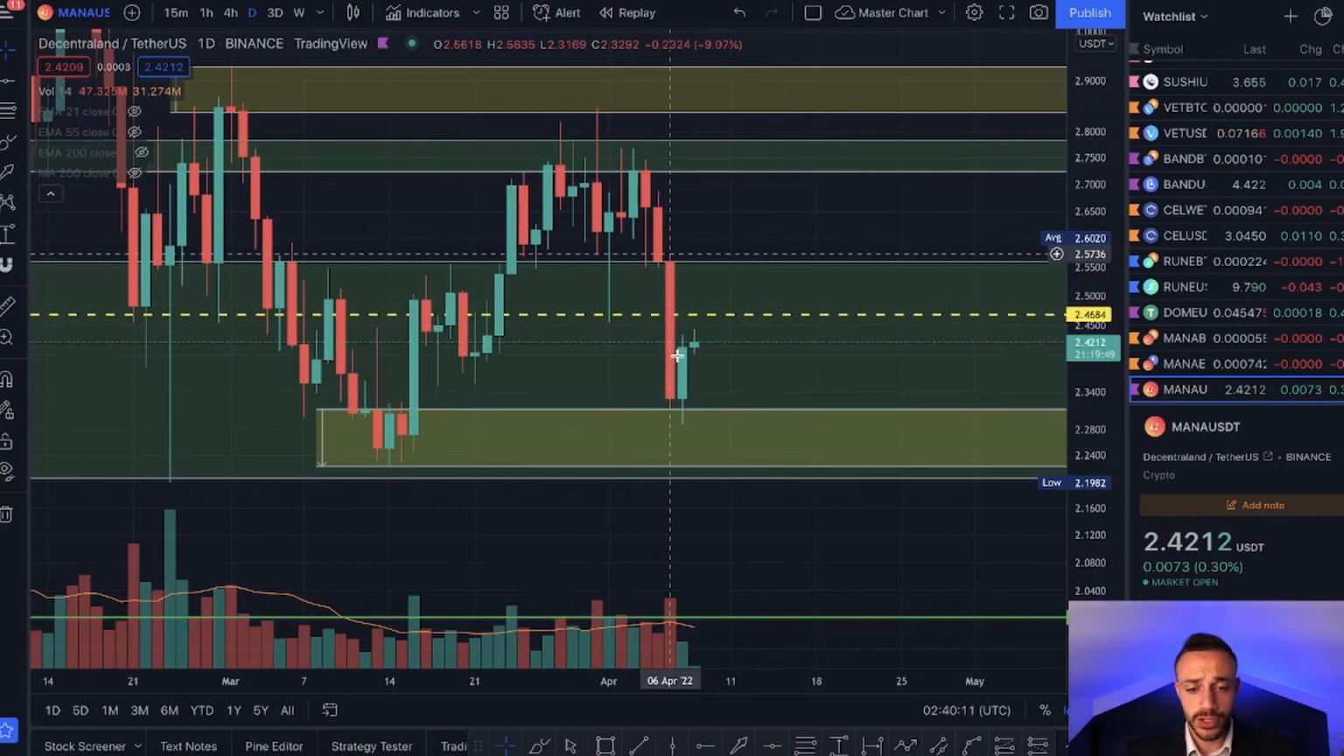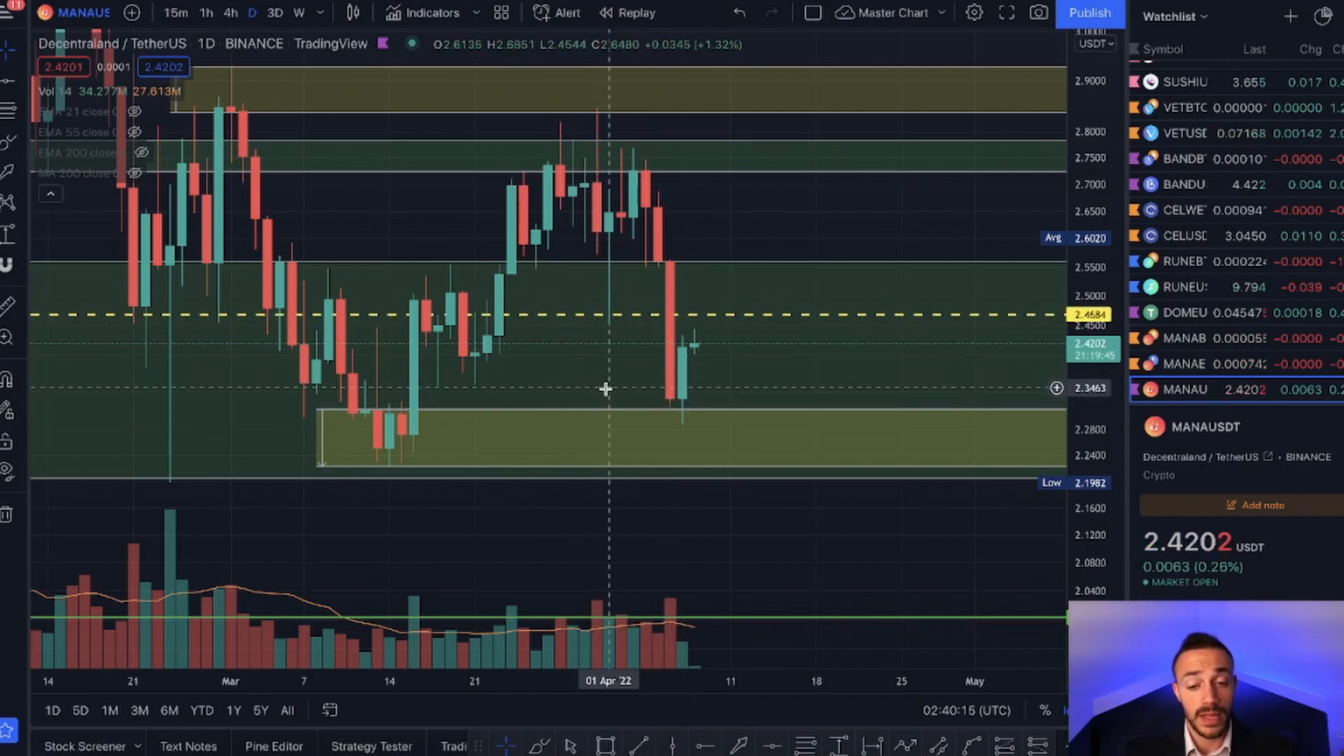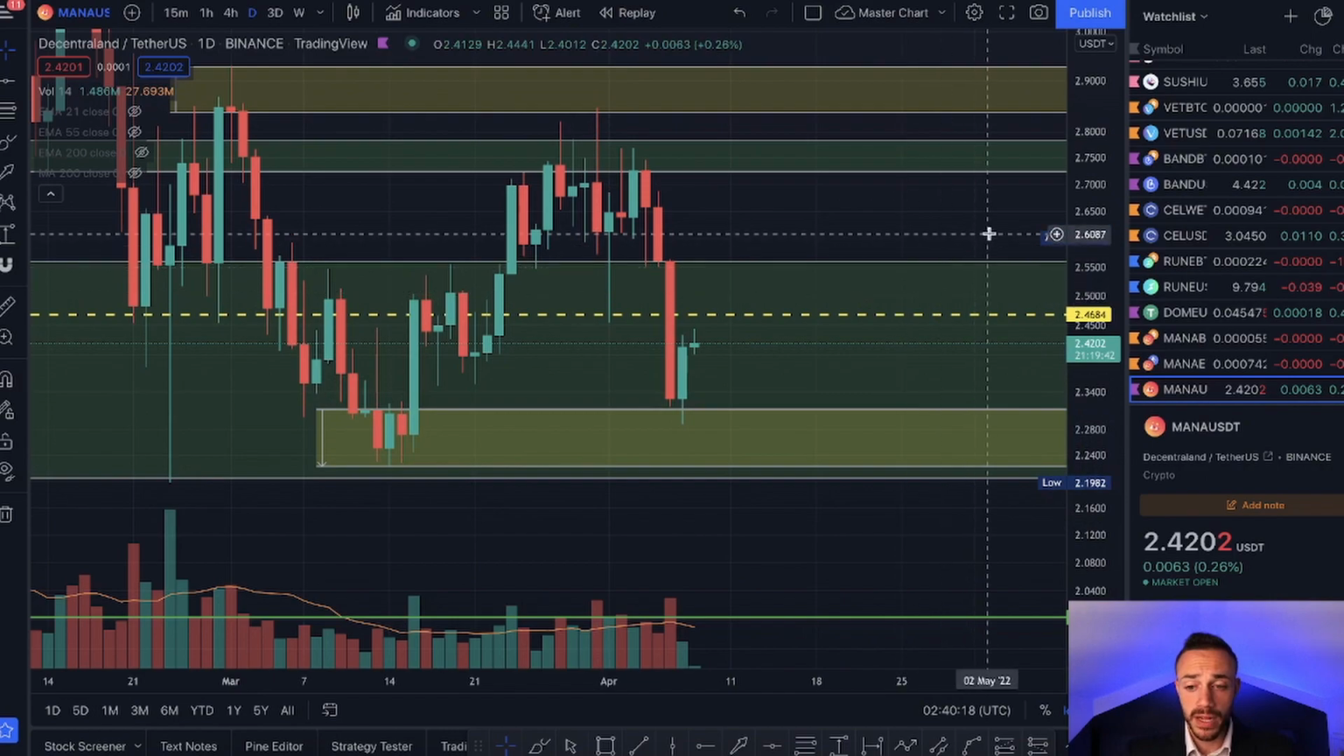Nonetheless, what happened? Price had a strong move into the zone, reacting nicely so far. And that is another textbook example of a demand zone working out. Let's go ahead and move on to some more examples.